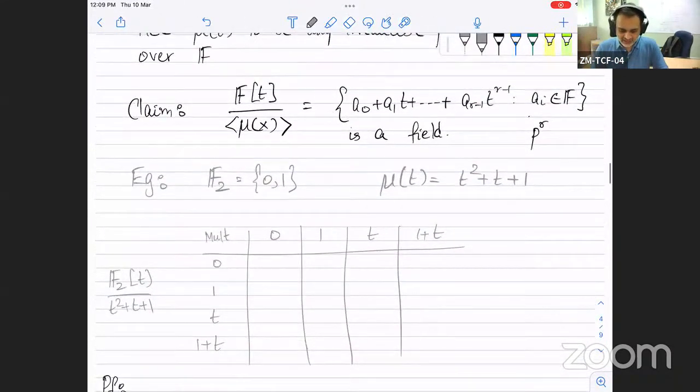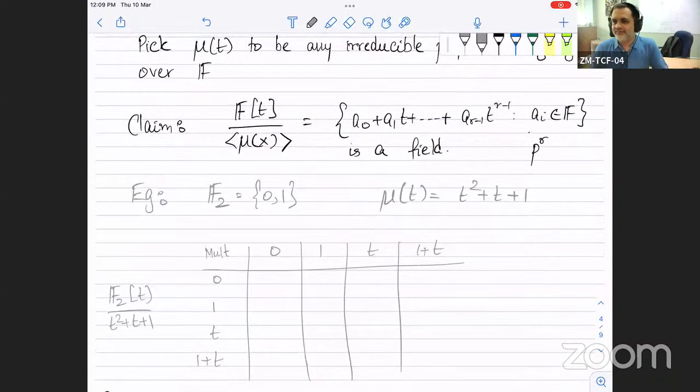So let's write down the multiplication table for this. It's not a proof, but at least it convinces us that this is indeed a field. So what are the 4 elements? These are all linear polynomials in t whose coefficients come from F2, and there are only 4 such polynomials: the 0 polynomial, 1, t, and 1 plus t. So let's look at the multiplication table. We know exactly what happens when we multiply by 0, and also by 1, because it's the multiplicative identity.